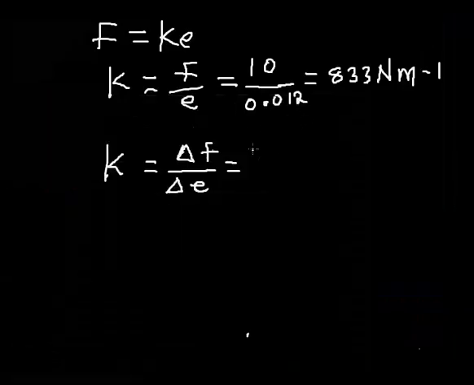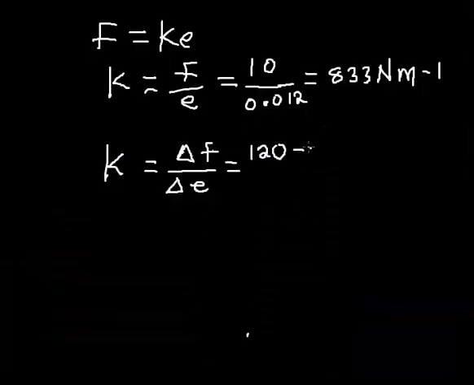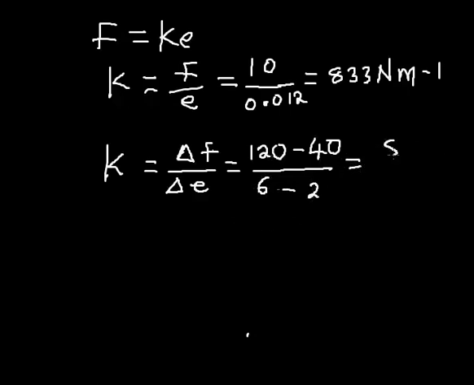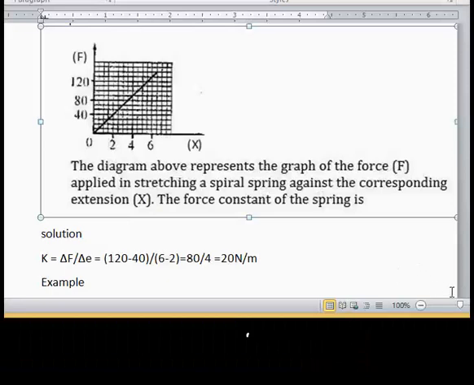So that's going to be the change: the final force 120 minus 40, right? From 40. 120 minus 40. Then of course, extension changes from 2 to 6. That's going to be 6 minus 2. Let's subtract this. This is 80, and of course, this is 4. If we do this, that should give 20 Newton per meter. So that is what we have, 20 Newton per meter.